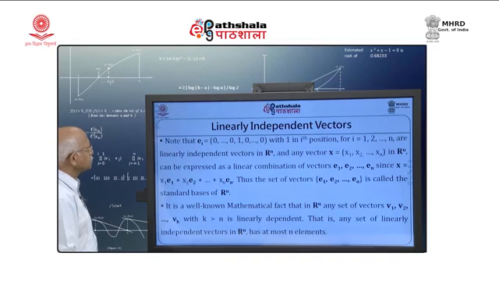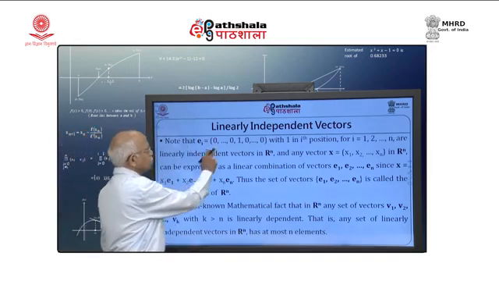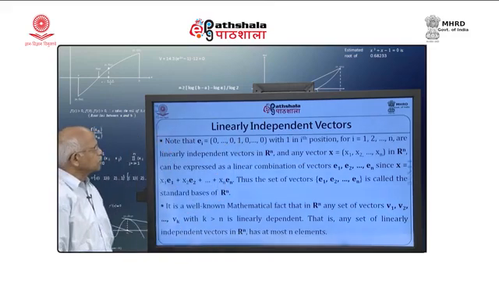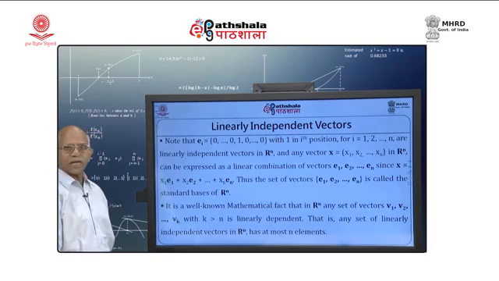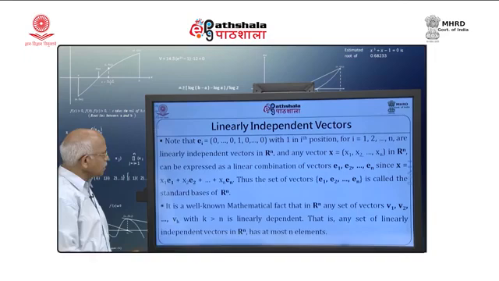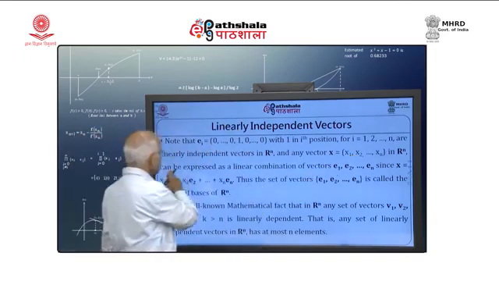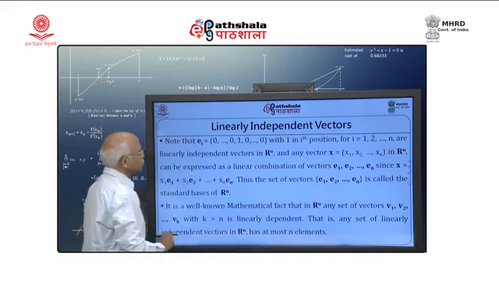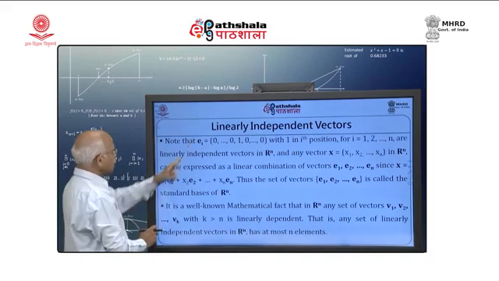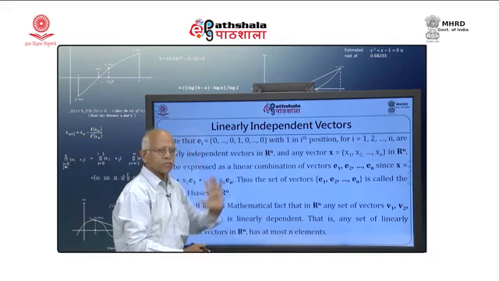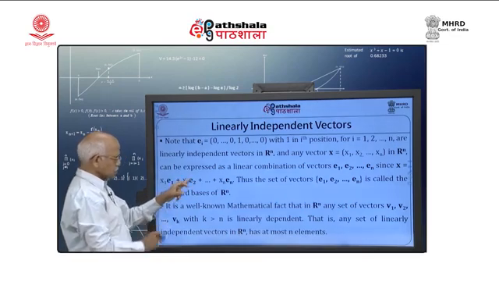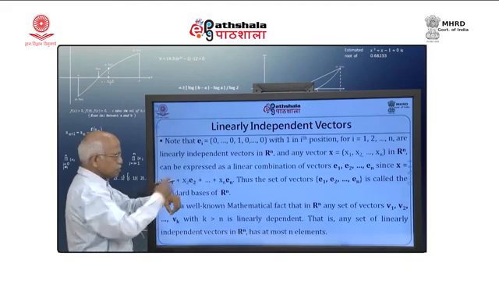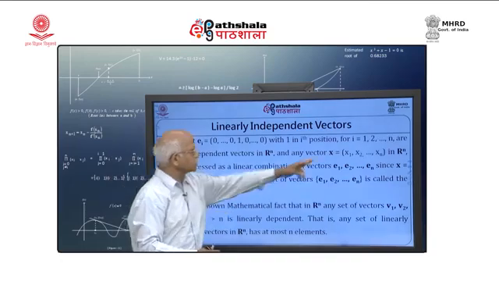Note that if I take E i bar as 1 in the ith position and the rest of the components 0, these are linearly independent vectors in R n. If I take any vector x bar, I can write it as x 1 E 1 bar plus x 2 E 2 bar plus ... plus x n E n bar. Because x 1 E 1 bar gives x 1 in the first component and the rest 0. X 2 E 2 bar, because E 2 has 1 in the second component and the rest 0, gives x 2 in the second component, and when you add them together I will get this vector.